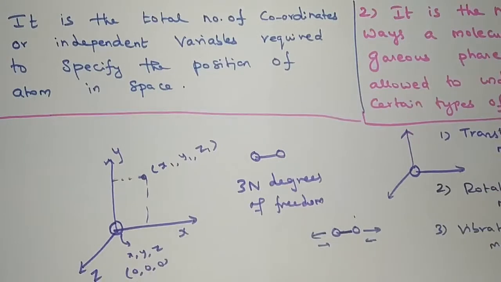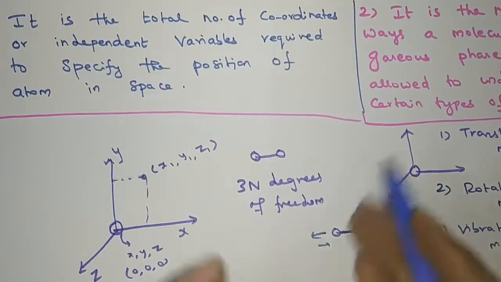So normally you require 3 independent variables to describe the position of an atom in space. So if n number of atoms are bound together to form a molecule, we require 3n degrees of freedom, or 3n independent variables. Okay, and keep it as it is.